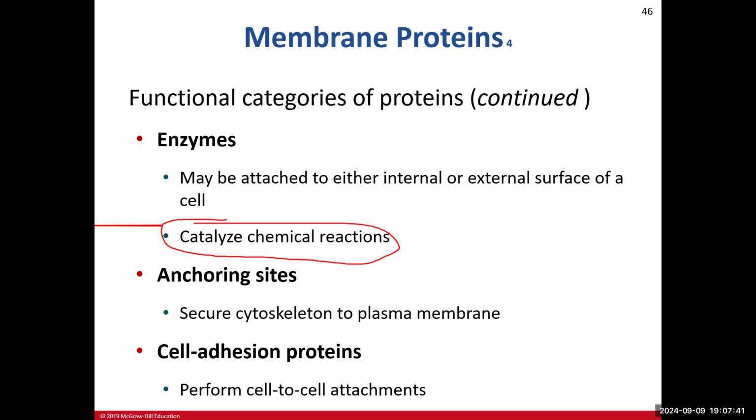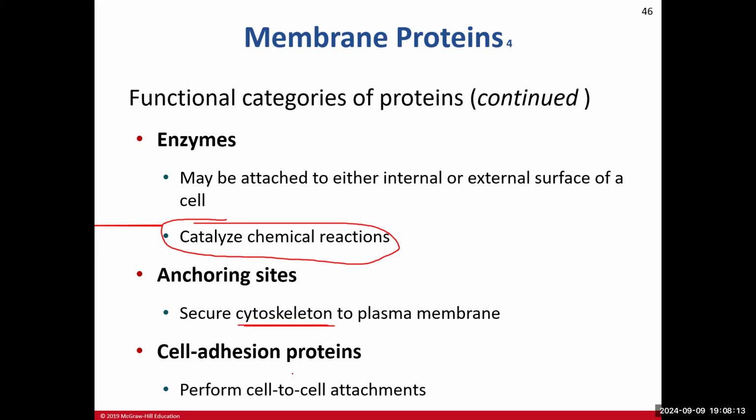Anchoring sites, we just got done talking about our cytoskeleton. So you'll have these anchoring sites on the inside of the plasma membrane. These peripheral proteins, for example, will be these anchoring sites so we can secure different components of the cytoskeleton, maybe some microtubules, some intermediate filaments, whatnot. If the cell is going to undergo cell division and that mitotic spindle gets formed, we need to have these anchoring sites so we can pull the cell apart.